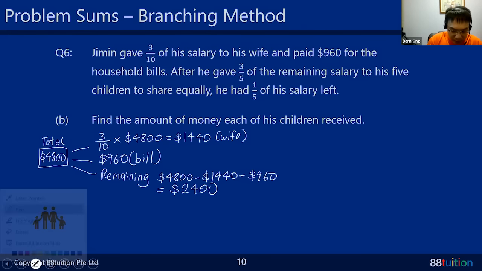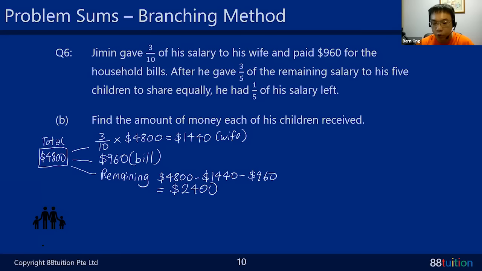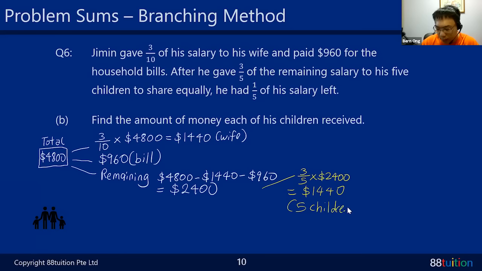And what did the question say? The question says how much of it is given to the children? 3/5. So 3/5 of the 2,400 is given to the children. That means 1,440 is given to the 5 children. Wow, I got 5 children. My goodness. Children are a blessing, really. You are a blessing to your parents, just to let you know. So 1,440 is given to the 5 children.